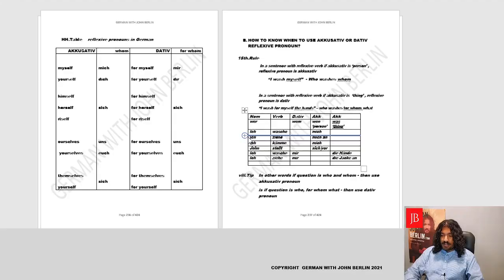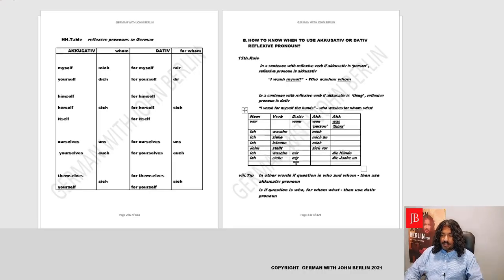Ich wasche mir die Hände. I wash for myself the hands. So what do I wash? Die Hände. Hände is not a person, it's a thing. So naturally, we'll be using dative person reflexive pronoun. That is, I wash for myself, that is, ich wasche mir. So my tip again to you, in a sentence, if accusative is a thing, your reflexive pronoun will be dative. So keep your eyes open for if the accusative part is a thing.